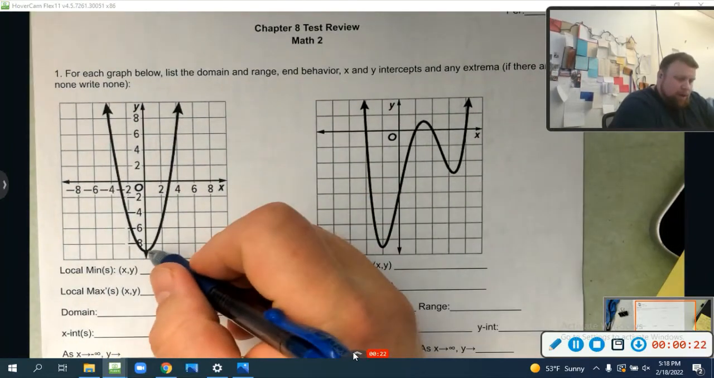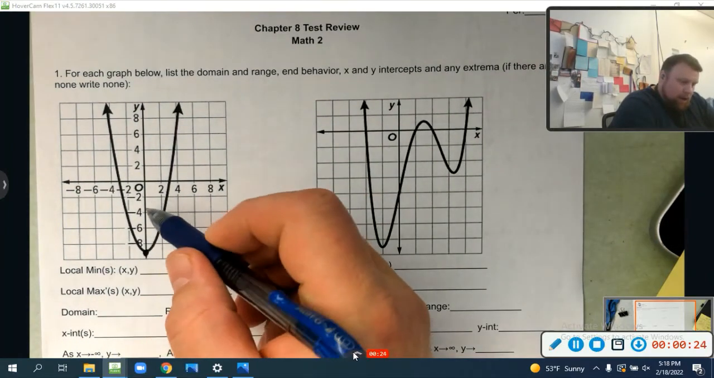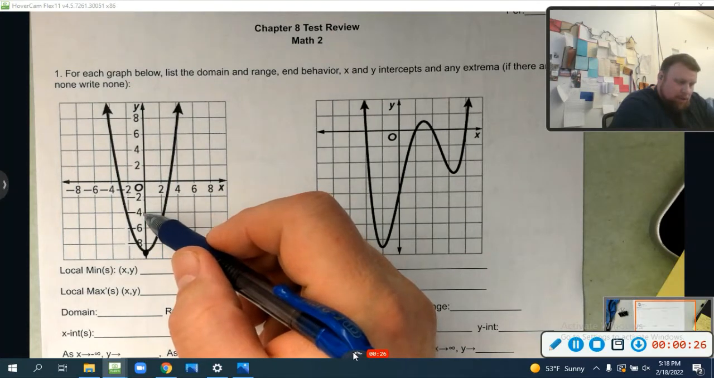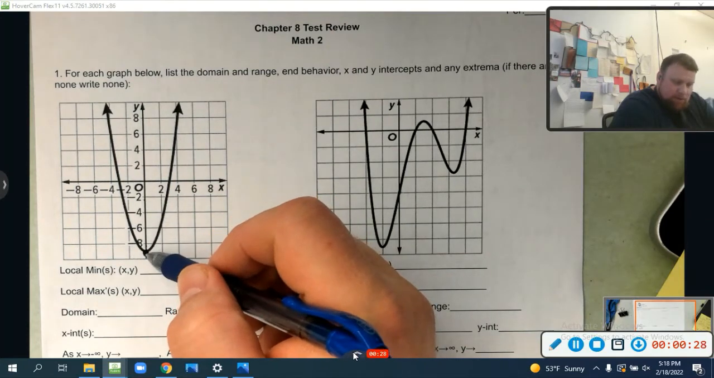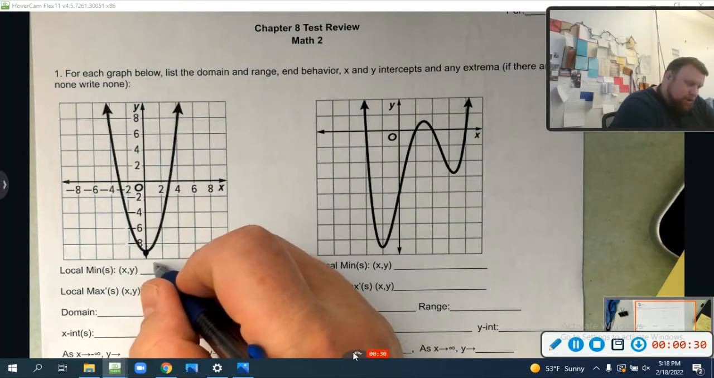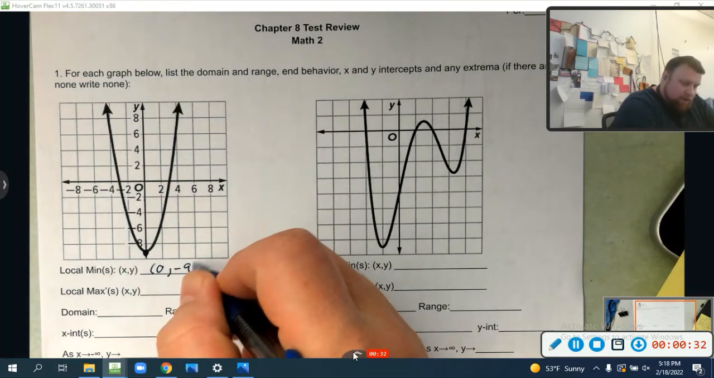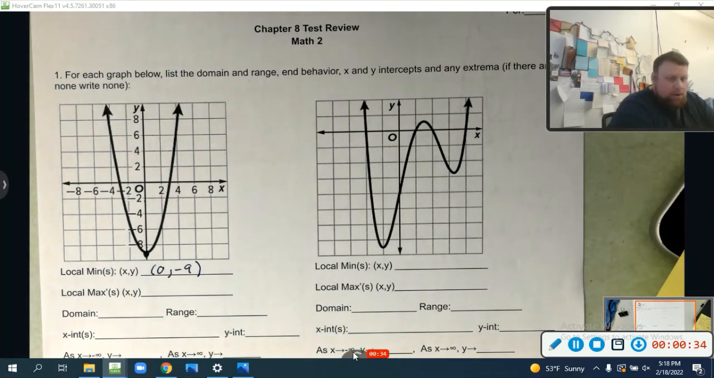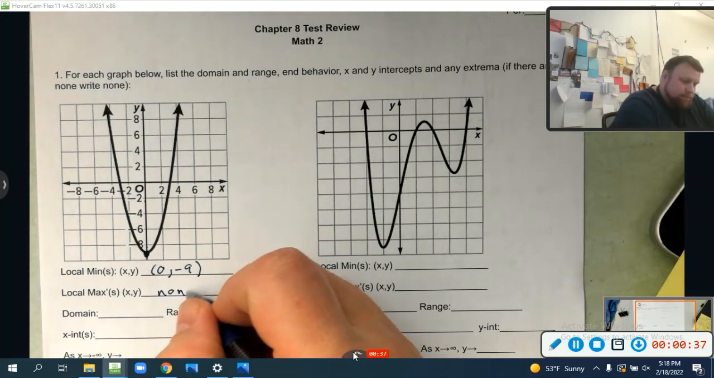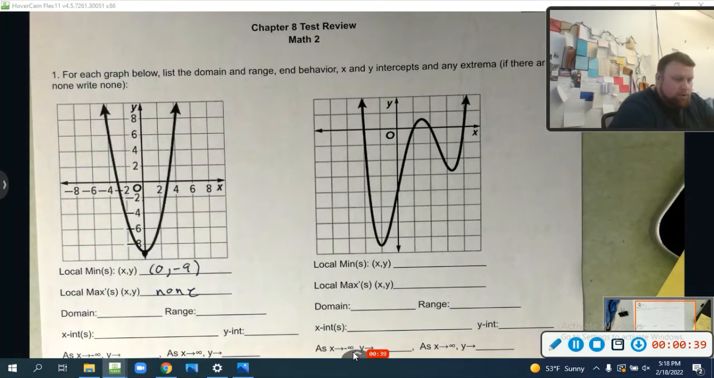What's the local min? Well, we see a local min right here, and notice it's going down by 2 each time. 2, -4, -6, -8. So in between would be -9. So we know that's the point 0, -9. Is there a local max? No, there's none. It just goes up forever on both sides. No local maximum.